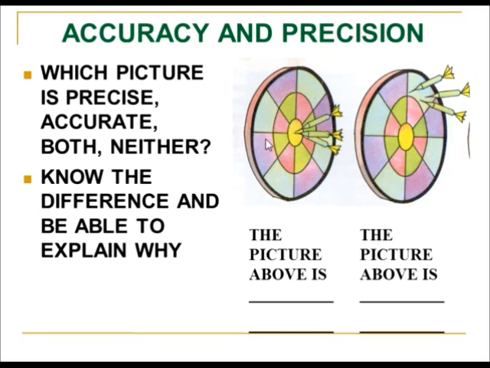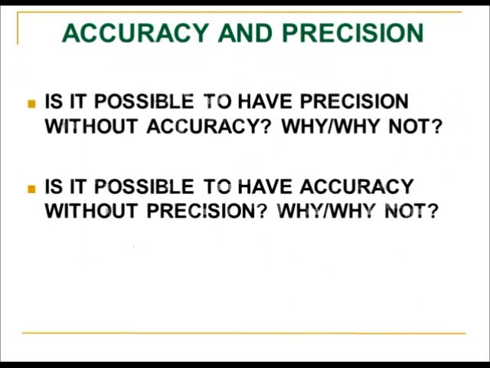In this first picture, the darts are hitting the bullseye and they're all grouped together. So I would say they're both accurate, because I'm hitting the bullseye, and precise, because all three of my darts are hitting the same spot. Same thing for the second picture: they're all hitting the same spot, so that makes them precise, but they're not very accurate because they're not hitting the bullseye, unless that's what I'm aiming for, like in real darts. So just be able to explain that and know the difference.